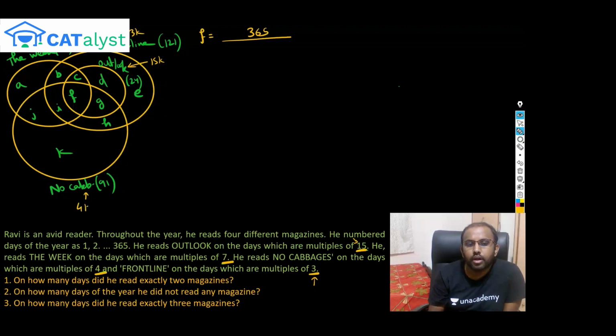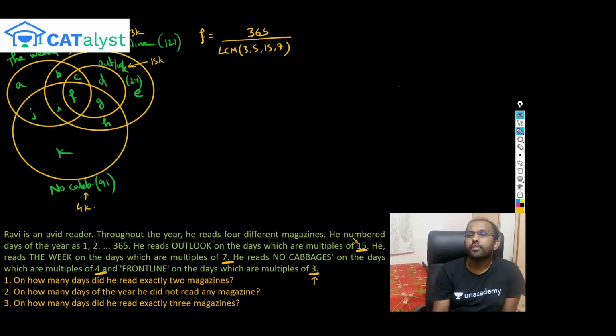Okay, fine. So 365 divided by a common multiple of 3, then 15, then 7, and then 4. If you see this 3 and 15, their LCM is 15, right? Actually, I should write this as the LCM of these numbers, so it should be the LCM of 3, 5, 15 and 7.